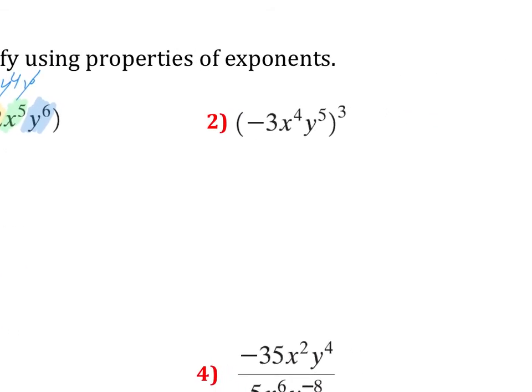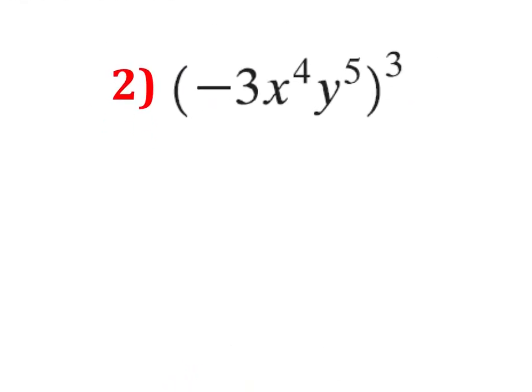Number 2. Got negative 3, x to the fourth, y to the fifth. First thing I want to do is, if I ever see something without an exponent, I'm going to go ahead and tack a 1. That includes the plain old number coefficients in front of things. Now this exponent on the outside will multiply to every exponent inside. So now I'm going to have negative 3 to the third power. I'm going to have x to the 12th power and y to the 15th power.